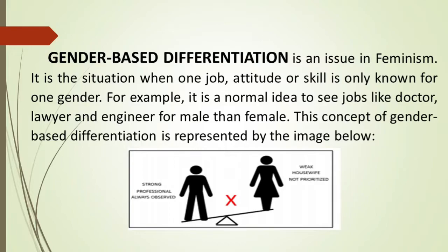This time, we have to talk about gender-based differentiation, as this is an issue in feminism. Gender-based differentiation is a situation when one job, attitude, or skill is only known for one gender. For example, it is a normal idea to see jobs like doctor, lawyer, and engineer for male than female. This concept of gender-based differentiation is represented by the image below. To your left, the male form, as defined, strong, professional, and always observed. While to your right is the female form, and as described, they are weak, housewife, and not prioritized.